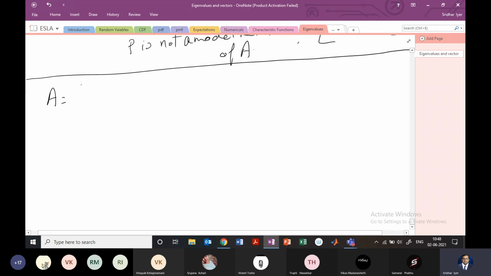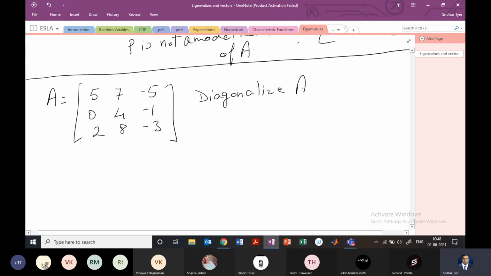Okay, so you need to diagonalize this matrix: 5, 7, -5, 0, 4, -1, 2, 8, -3. Okay, so you need to diagonalize A. Solve it without looking at the notes, and then you can match the answer there.